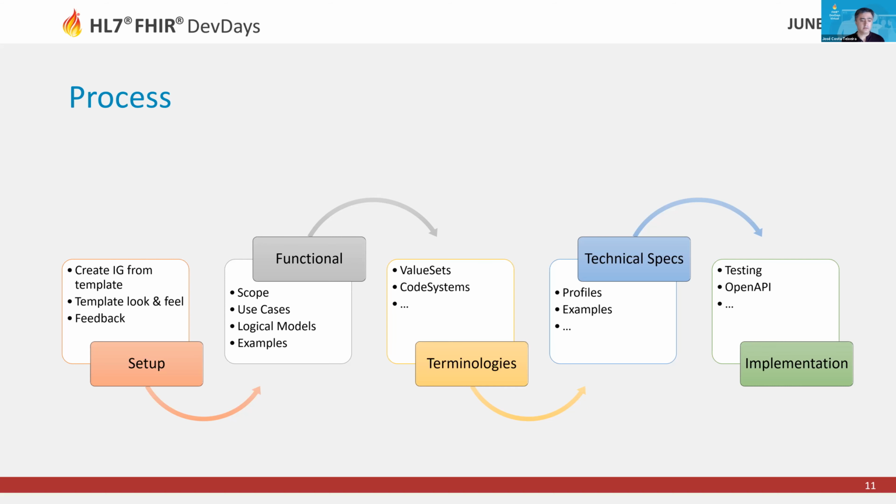Then the functional team comes in with the scope, the use cases, the logical models, and some examples. Examples in the sense that we want to have a vaccine for a patient that has been refused. That should be enough for the technical people to implement this in a FHIR resource. Terminologies, technical specs that make the profiles, the actual examples, the JSONs and XMLs, and then, though we are not covering that today, the testing and the OpenAPI, whatever we need to do to support the implementation. Things that will make developers and geeks like me a bit happier.